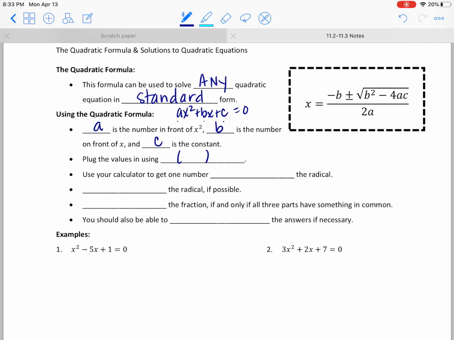And then we have to try to make this look manageable. So once we plug everything in, the goal is going to be to simplify here. Underneath the radical, we're going to try to get one number. And I'm going to use my calculator to do that.